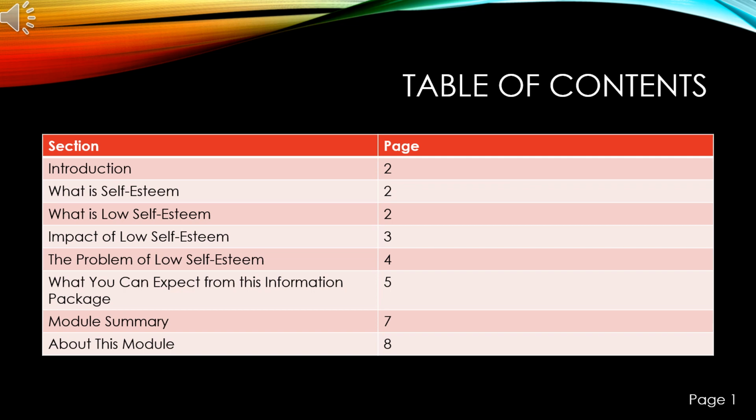Table of Contents. I'll read the name of the section and then the page number. Introduction, page 2. What is self-esteem? Page 2. What is low self-esteem? Page 2. Impact of low self-esteem? Page 3. The problem of low self-esteem? Page 4. What you can expect from this information package? Page 5. Module summary? Page 7. About this module? Page 8.